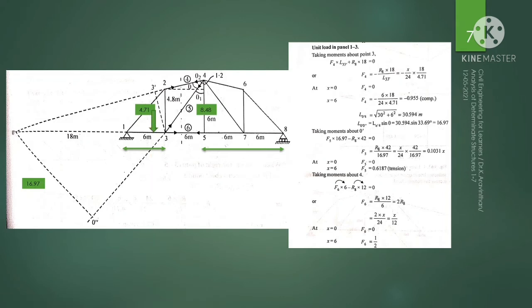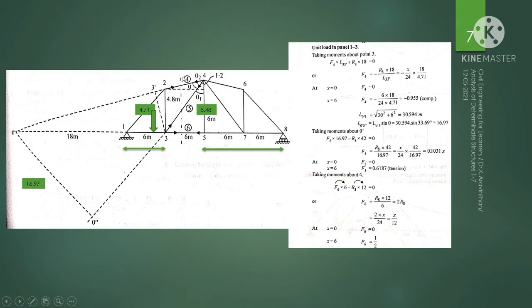Now let us apply a unit load at the left hand portion. This will be region 1, that is 1 to 3, and the second region will be 3 to 8. So this will be our second region. Let us provide the load at region 1, that is 1 to 3. So the unit load is placed in panel 1 to 3.